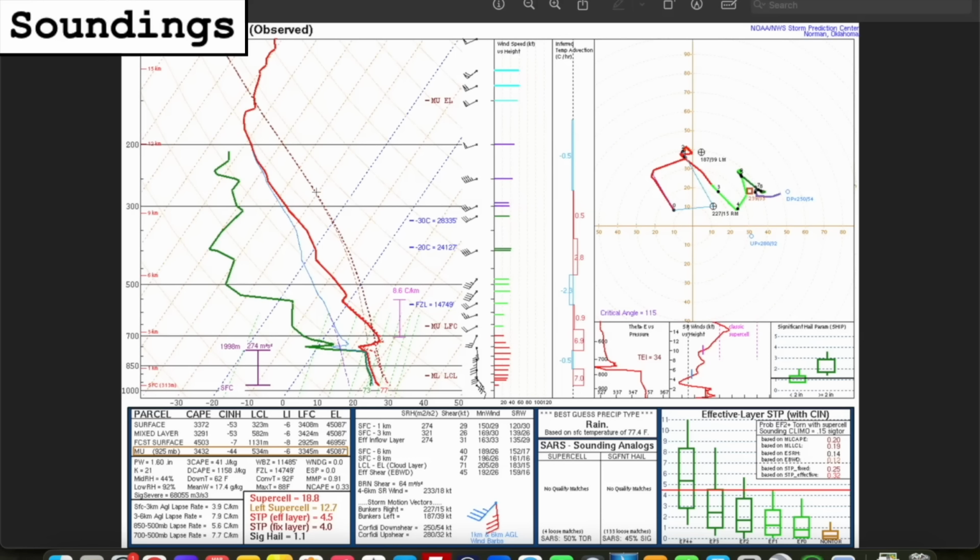Again, we want to see an unstable environment where our parcel, the brown dashed line here, is to the right of the red profile. We want to see fairly deep moisture, so that the temperature and dew point profiles are pretty close to one another up through the lowest couple kilometers of the atmosphere, and underneath somewhat drier air aloft to help build that instability. And for our hodograph, we want to see longer hodographs, a longer profile overall. For tornadoes, we want to see a lot of curvature in the clockwise direction in the lowest levels of the hodograph. And for large hail and damaging winds, typically we see that with more straight line hodographs.